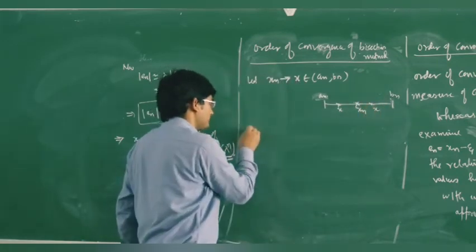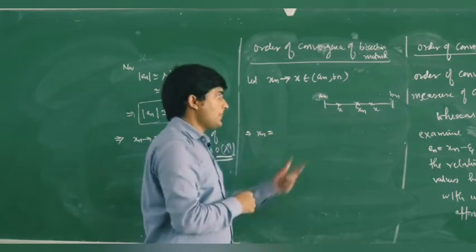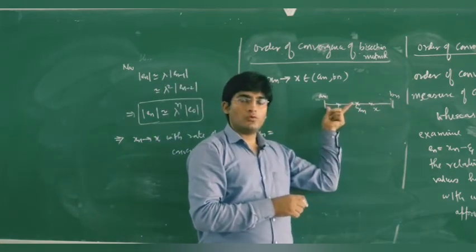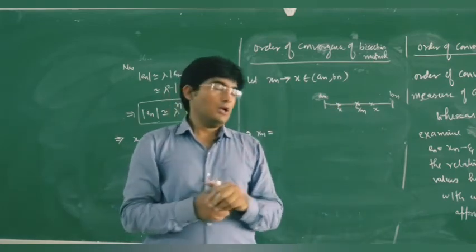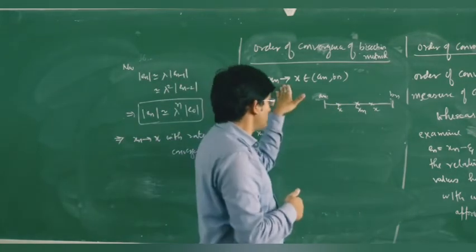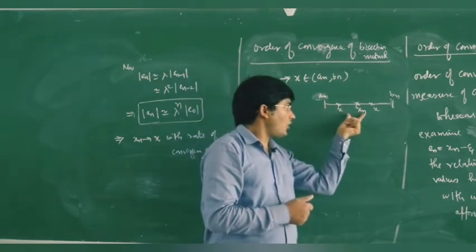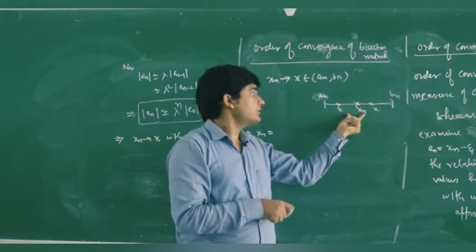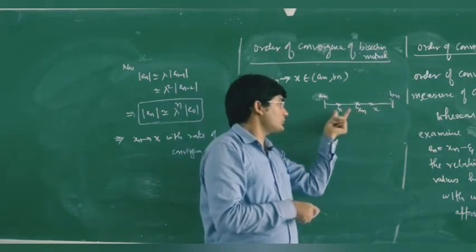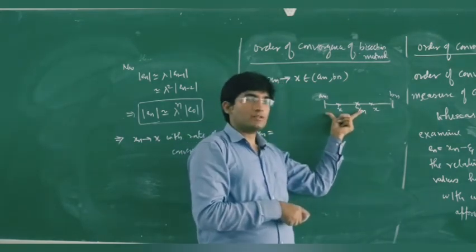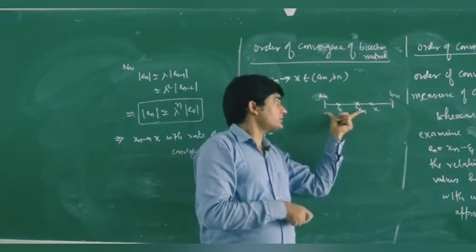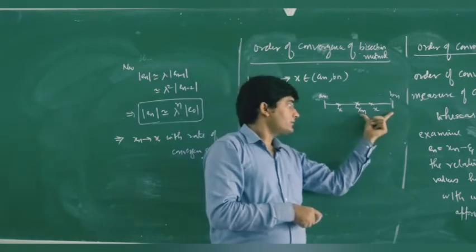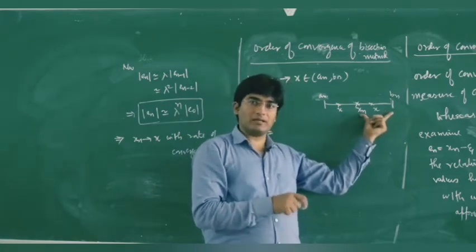Now here the length of this subinterval will be equal to bn minus an. Now as our xn is converging to this x, suppose that your x lies in this subinterval, then the length of this subinterval will be (bn minus an) by 2. Again, the length of the subinterval in this case will be (bn minus an) by 2.